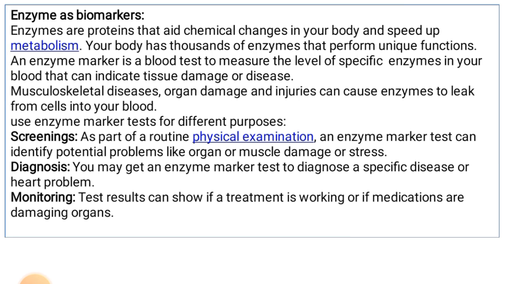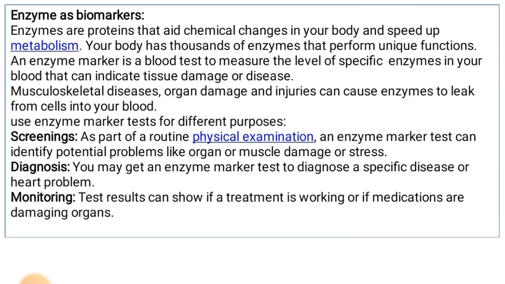In this particular video, we are going to discuss enzymes that we use as biomarkers. Previously, we discussed some proteins that we use as biomarkers. In this video, we are discussing how enzymes are used as biomarkers. So first of all, we are going to discuss what exactly enzymes are.